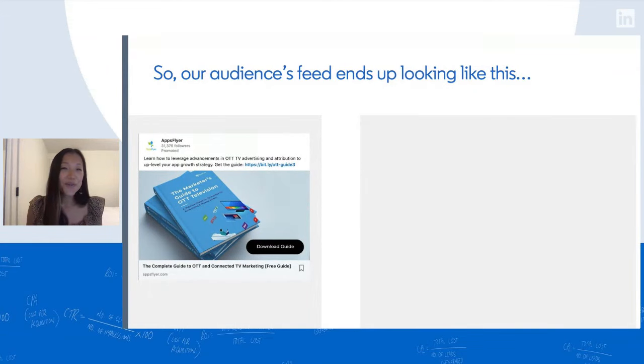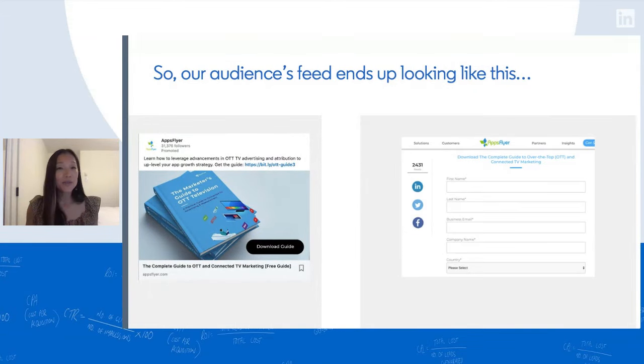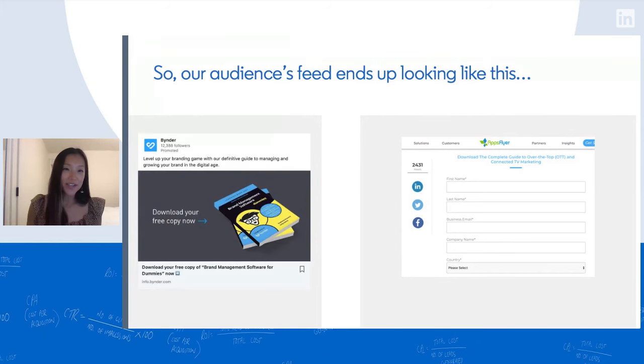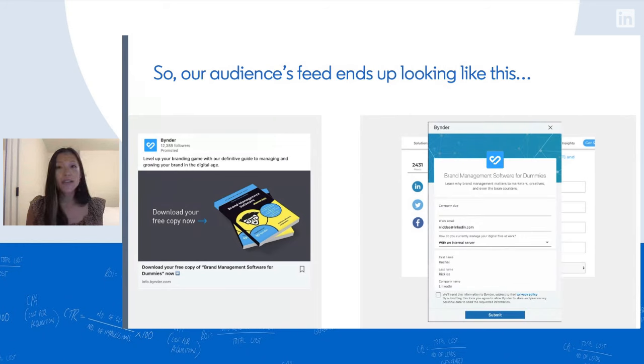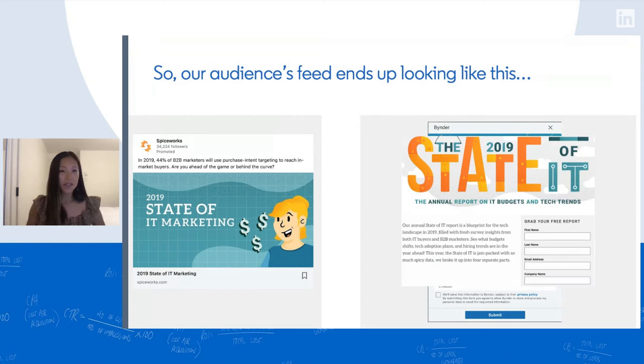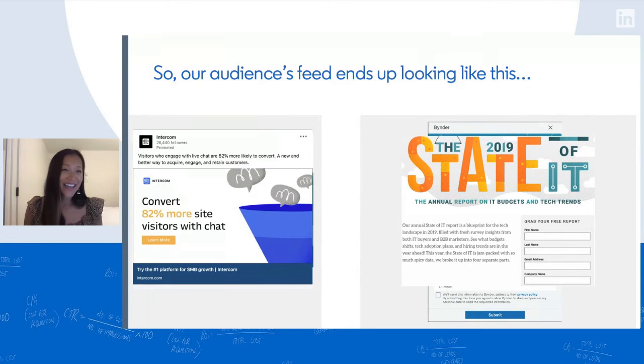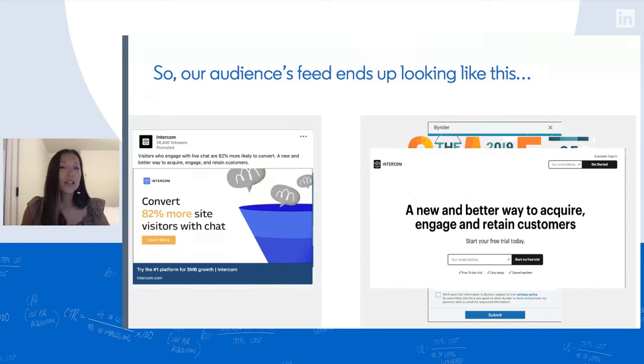Here's an ad for AppsFlyer where you can download their guide if you fill out a form and give them your information. An ad from Binder, who is also promoting a guide if you fill out their form and give them your information. Spiceworks has an awesome piece of content, State of IT Marketing, that's available to you if you fill out a form and give them your information. And then finally, Intercom, start a free trial, test out their product today if you fill out a form and give them your information.